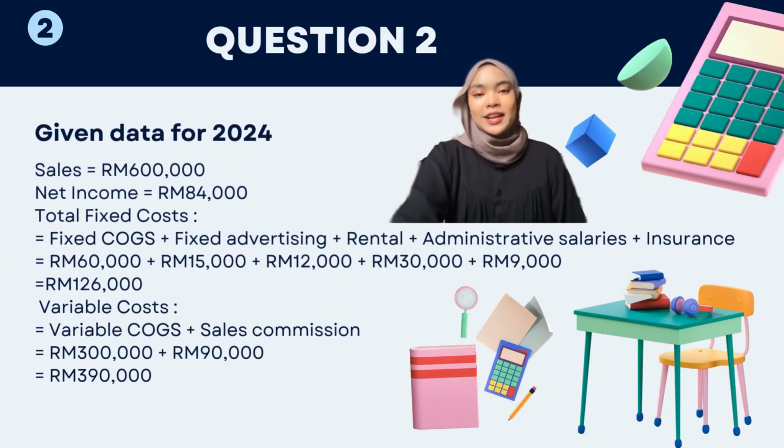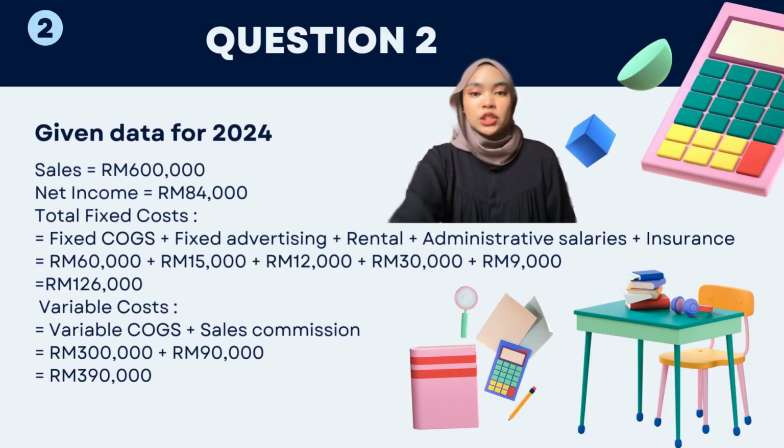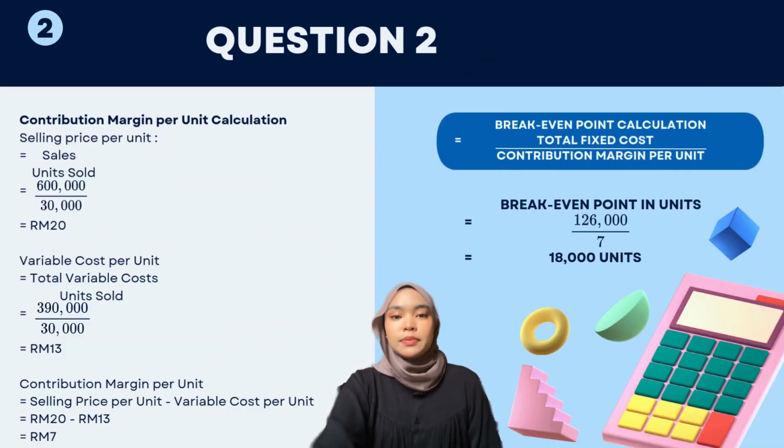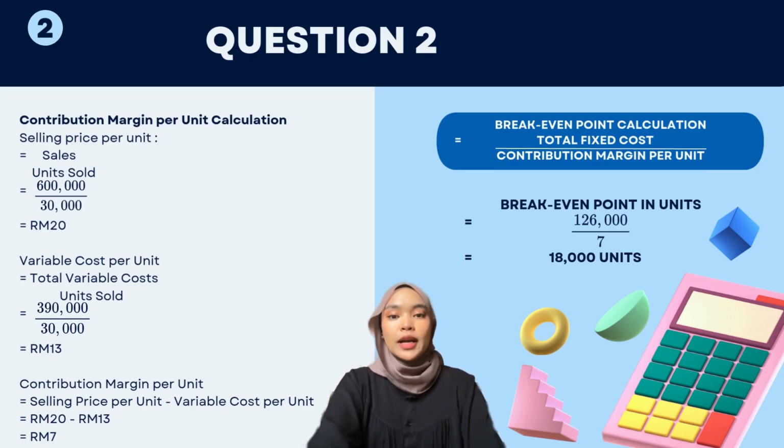So hello everyone, I will be presenting about question 2. So in 2024, Be My Honey sold 30,000 units, generating 600,000 ringgit in sales. So the net income was 84,000 ringgit with fixed costs at 126,000 ringgit and variable costs at 319,000 ringgit. So next, we will calculate the contribution margin per unit and the break-even point for the company.